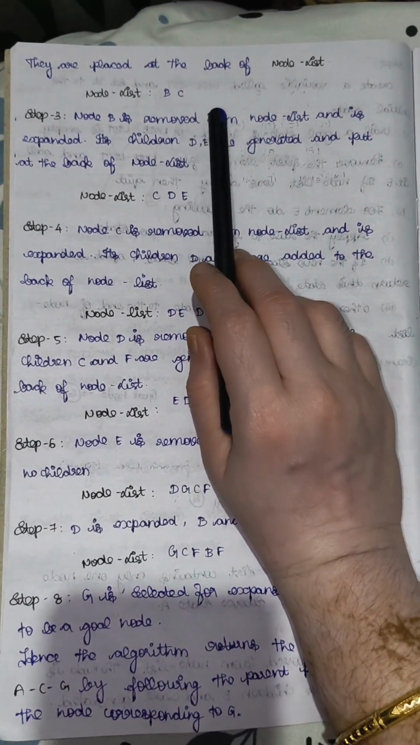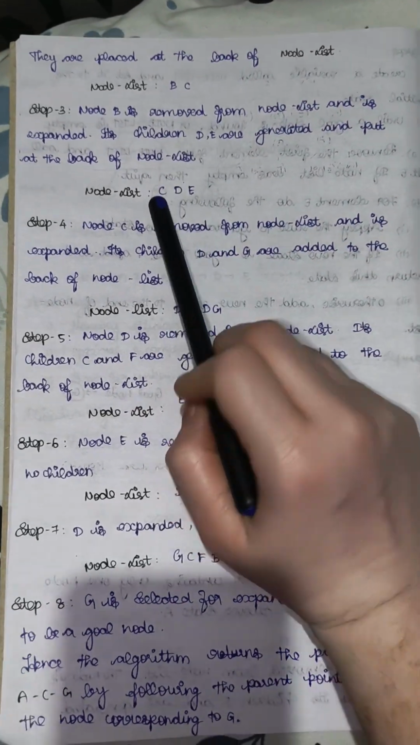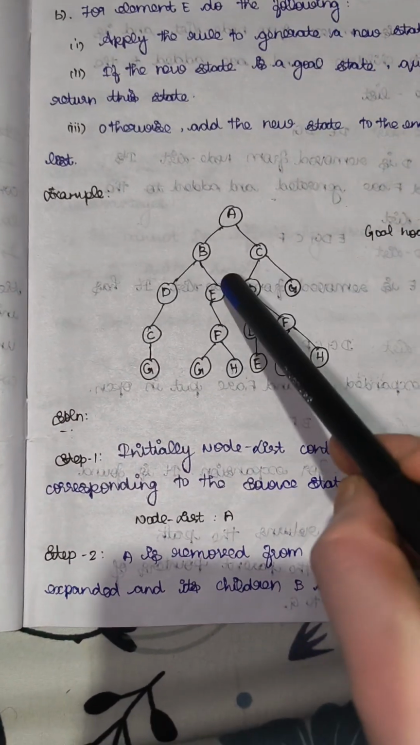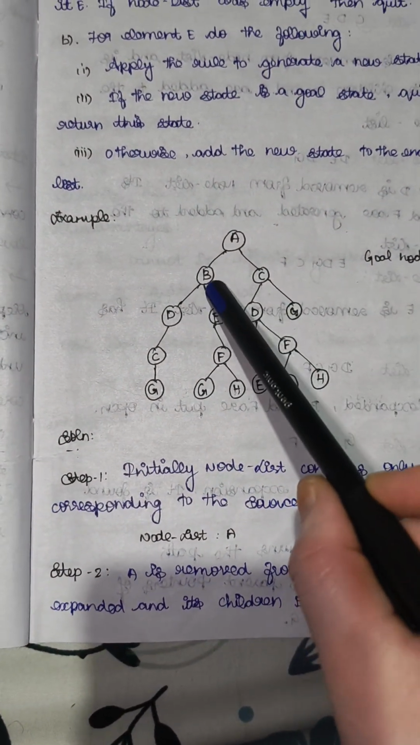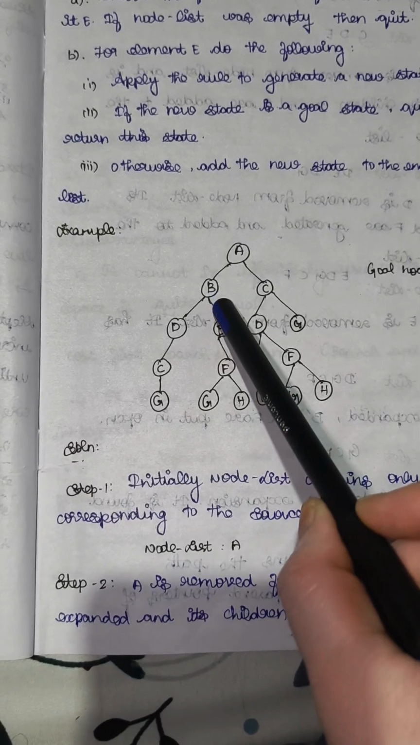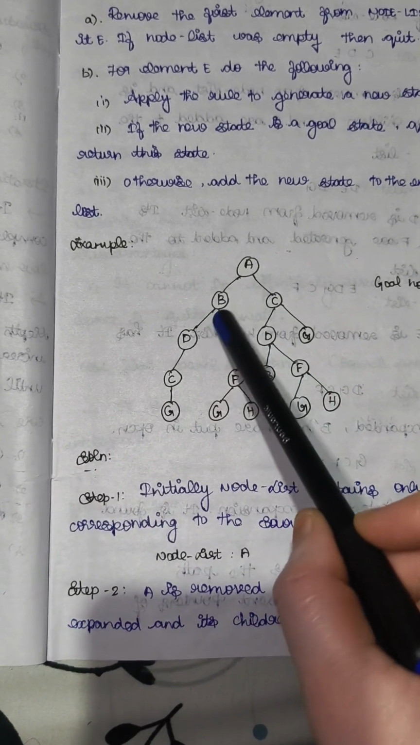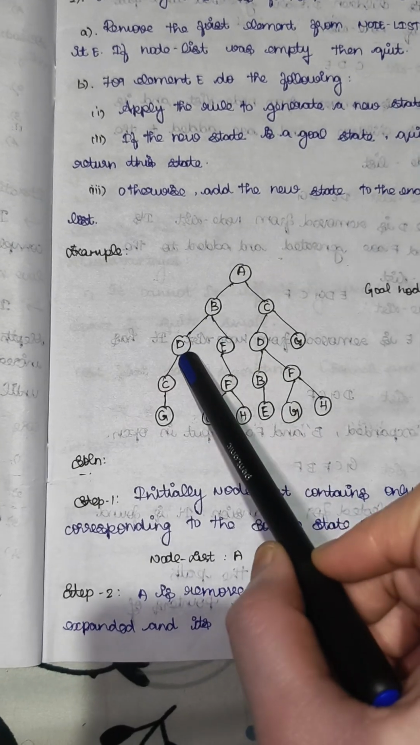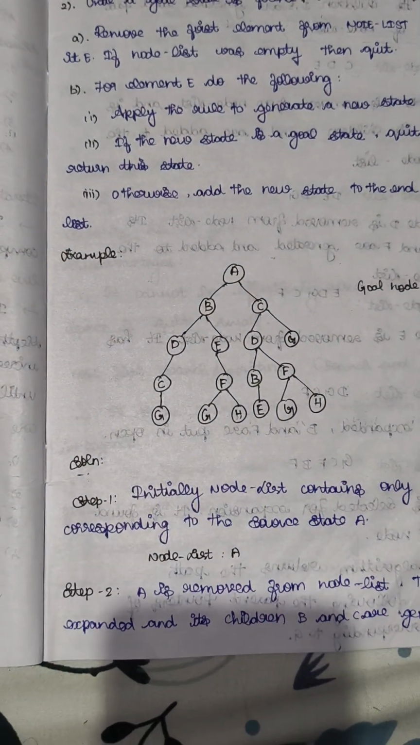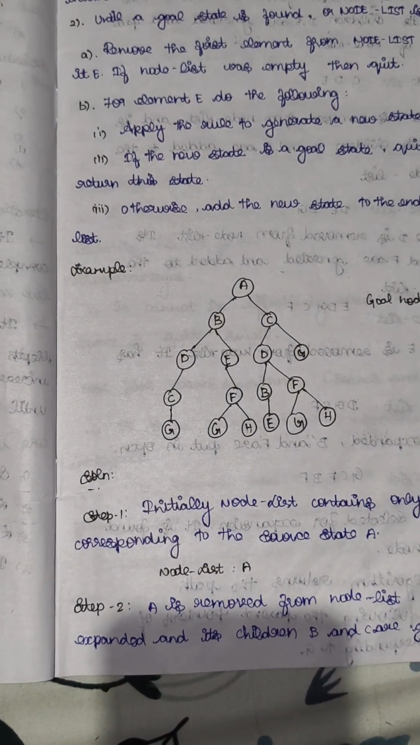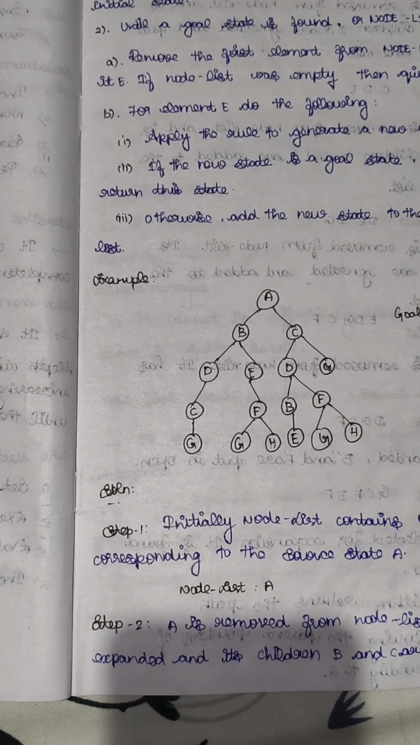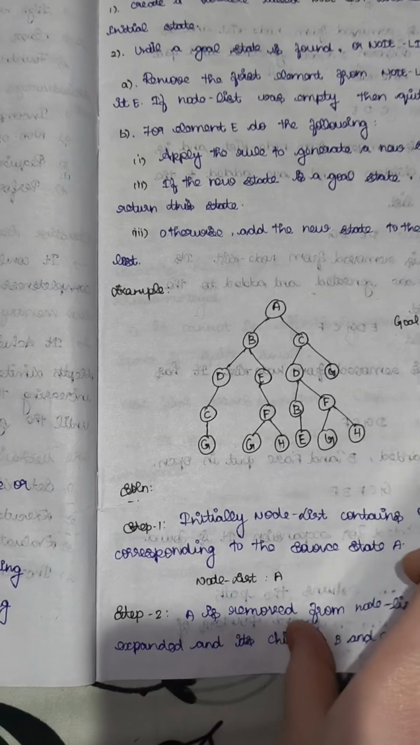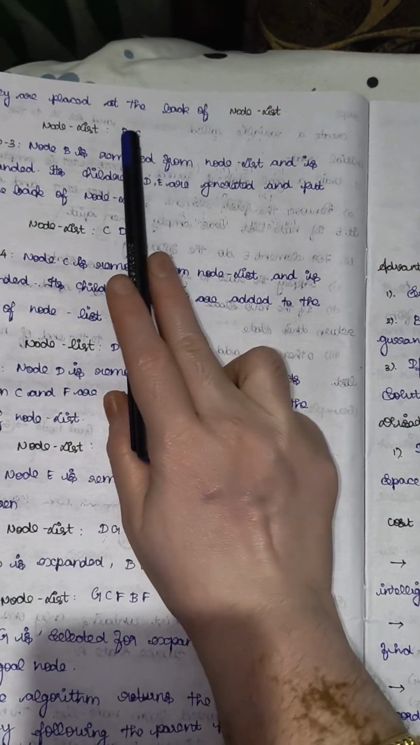Listen, B and C. In the next step, I have to write the child node of B because it has been placed first. So the child nodes of B are nothing but D and E. As I said before, the child node has to be added at the back. So first I have written B and C.